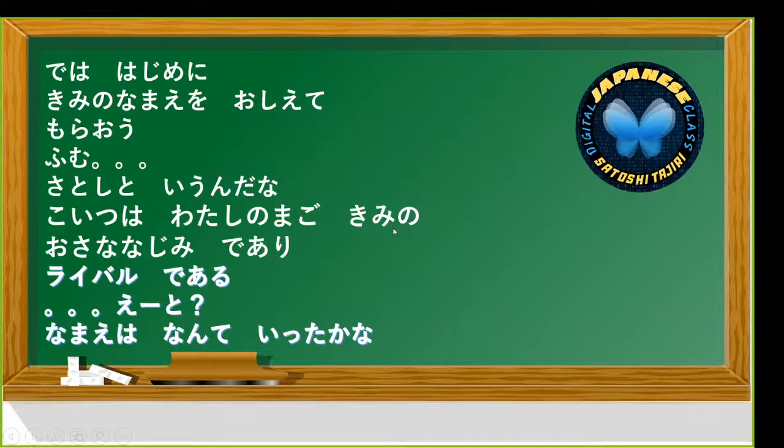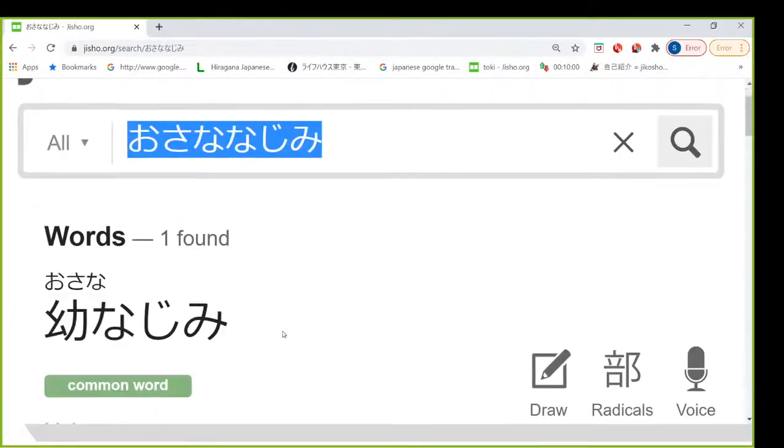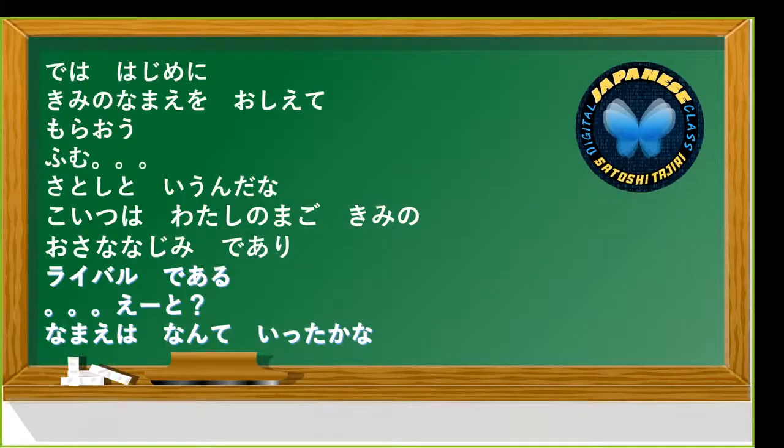Then we have kimi, it means you, okay, in plain form, followed by osana najimi. Osana najimi means childhood friend, okay, childhood friend from infancy. Let me show that to you. Osana najimi. So that's how it works. So you're saying your childhood friend. Raibaru de aru. Okay, so you have your rival.